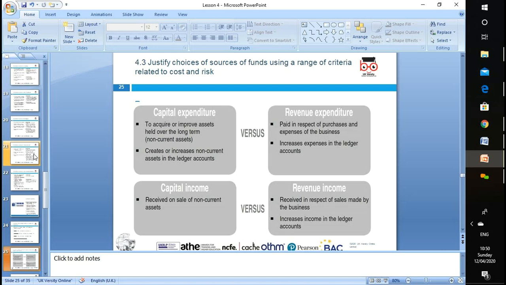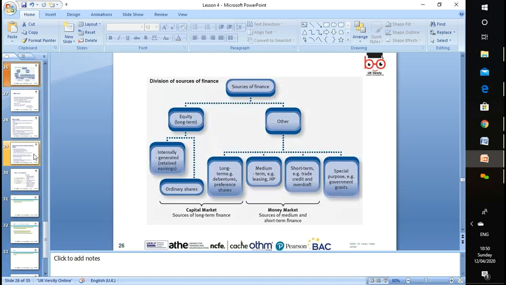Revenue income means day-to-day sales, which is your normal business. You're generating the cash. You can look around and you can forecast. You can make the final decision on which source of finance. So when you decide the source of finance, you need to look around. It can be equity. Equity is a long-term source of finance.